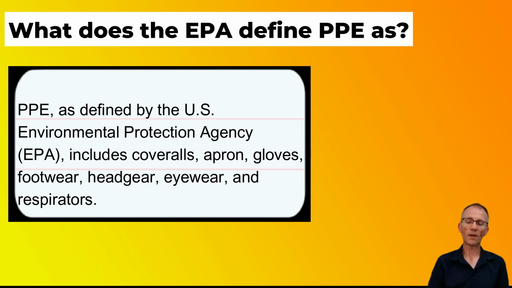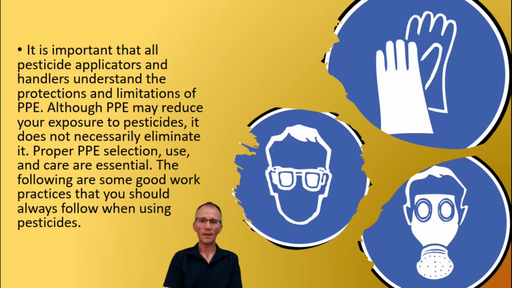These things are important for you to go out in vehicles and do services. You never know when you're going to need any one of these types of PPE, so make sure they're always on your vehicle. And again, make sure you remember what's defined as PPE by the EPA for any of your core exams. It is important that all pesticide applicators and handlers understand the protections and limitations of PPE.